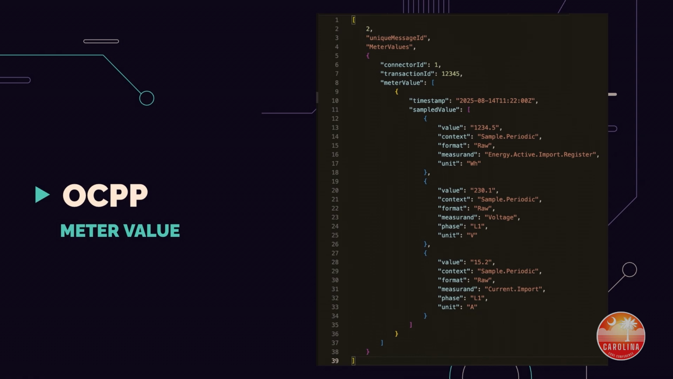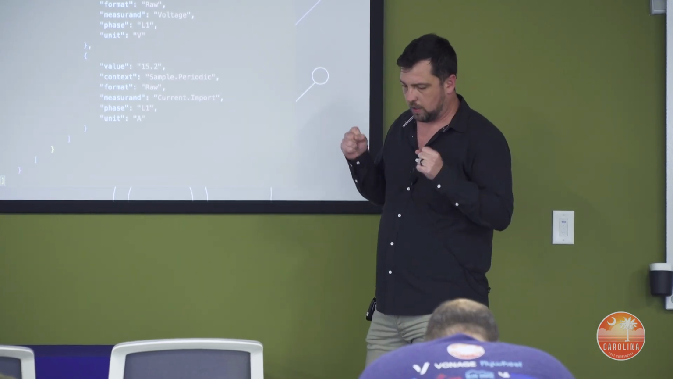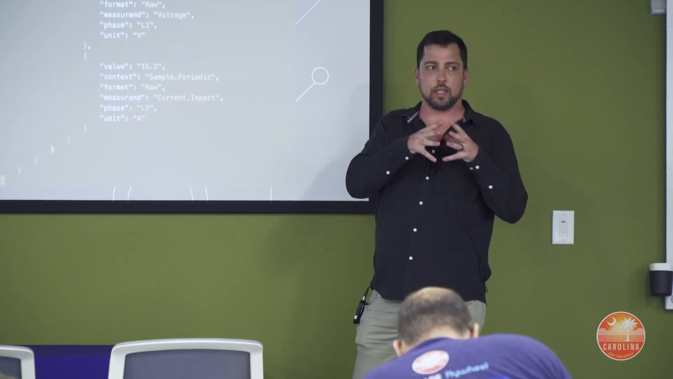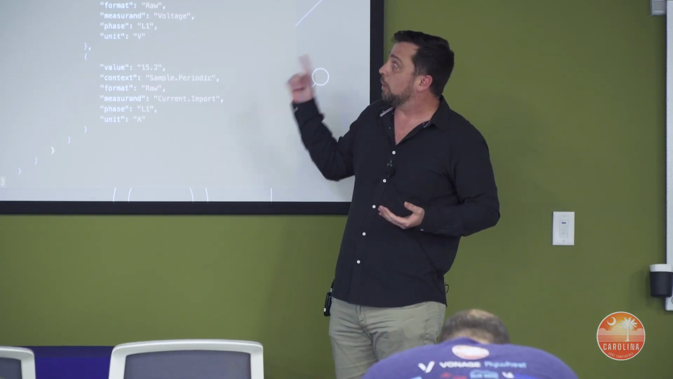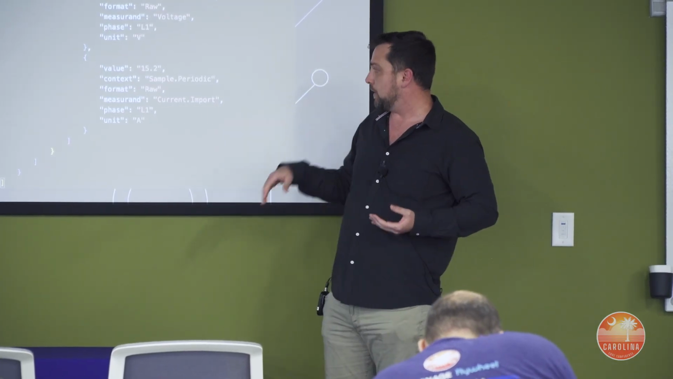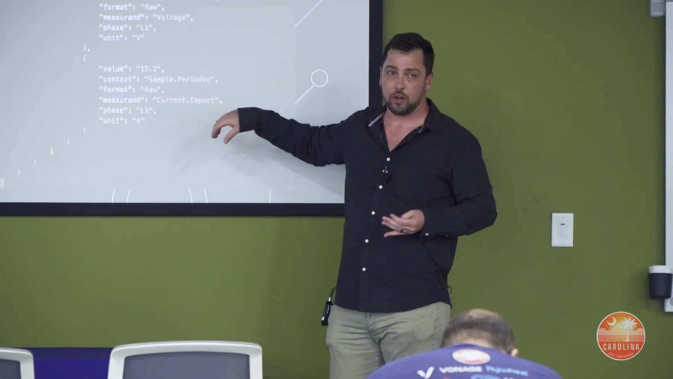So this is an important concept. The current.import, this is saying that the charger imported 15.2 amps. So when a charger tries to get energy into a vehicle, it doesn't push it, it can't push it. What it can do is offer energy. And so when you send that remote start or other messages, you actually configure it to say current.offered.